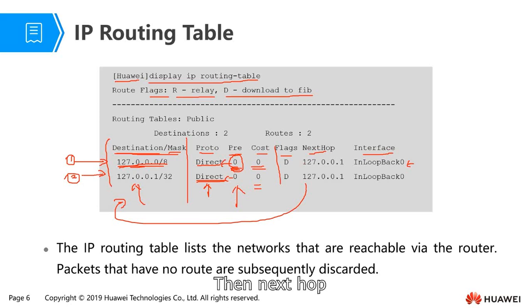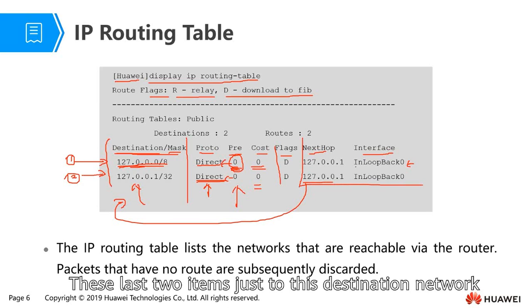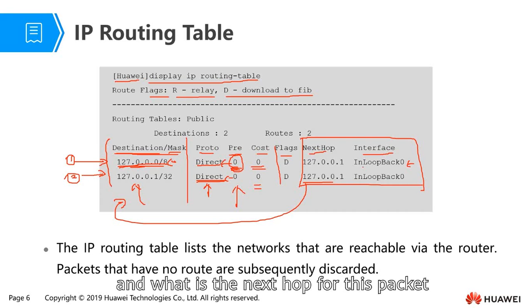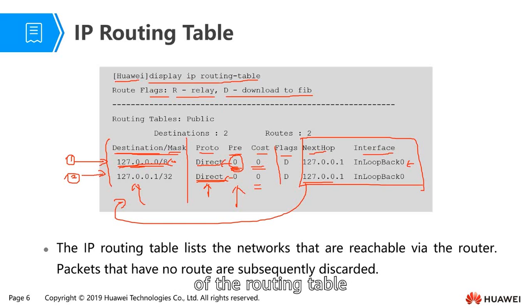And then next hop. These last two items tell us, for this destination network, which interface should put out this packet and what is the next hop for this packet. This is the explanation of the columns of the routing table.